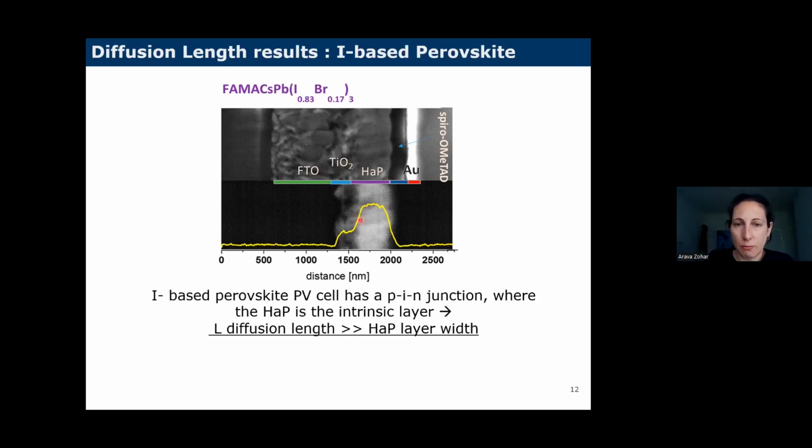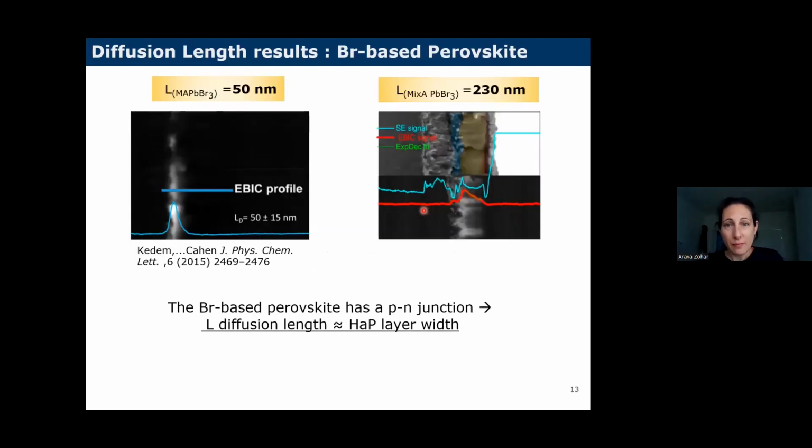You see the junction close to the selective contact, or drop, sorry, close to the titania and the spiro-OMeTAD. And we can say that here we don't have any issue of diffusivity or current collection, because we are getting uniform current from all our perovskite. This is amazing, and this is why people want to work on iodide. So the iodide is not our story. Let's look at the bromide.